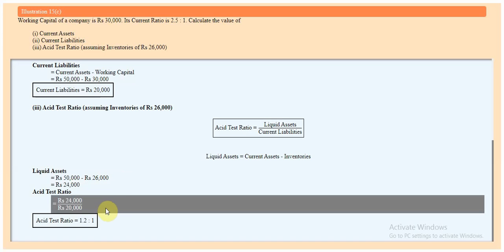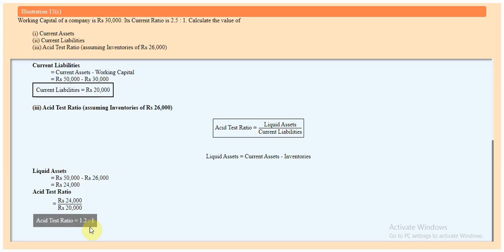Now we can easily find out the asset test ratio, which is quick assets by current liability, and then we have the answer, which is 1.2 is to 1 is the asset test ratio. Okay, now this question is done. We will move on to the next question.